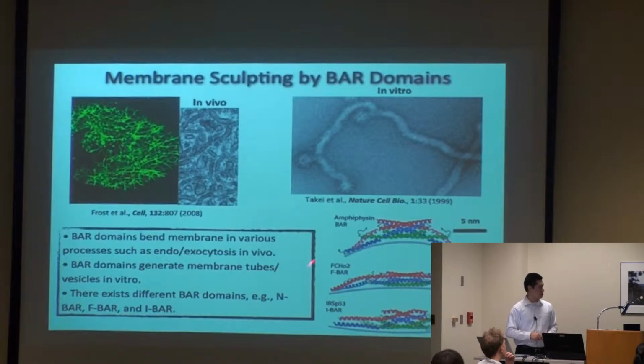There are 3 types of BAR domains called N-BAR, F-BAR, and I-BAR domains. Compared to N-BAR domains, F-BAR domains are usually longer, with an elongated banana shape. The tubules formed by F-BAR domains are usually 3 times larger than those by N-BAR domains. And another difference between them is that N-BAR domains contain an N-terminal helix which inserts into the membrane, which is absent in F-BAR and I-BAR domains.